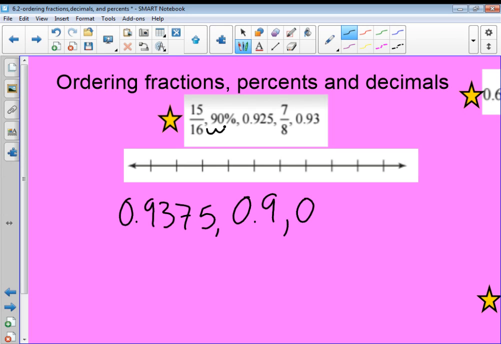And then I have my decimal 0.925. I have 7/8, so I take 7 divided by 8 because that's how I get a decimal from a fraction. I get 0.875. And then I have my 0.93. All right, so now it is time to plot these.